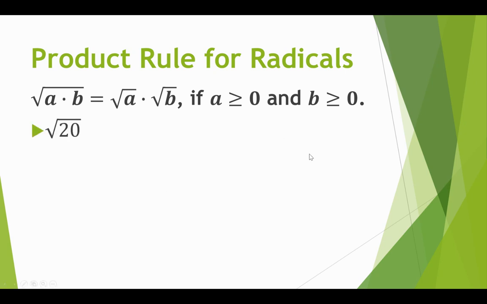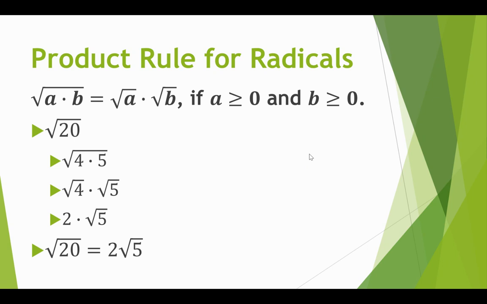So let's take a look at an example. We have the radical 20, also known as square root of 20. Well, obviously there is no clean square root of 20. However, we can flip that into radical 4 times 5, and then we can break it apart to radical 4 times radical 5. And we know that the radical of 4, or the square root of 4, is 2. So we're going to have 2 times radical 5. And so that means the radical 20 is equal to 2 times radical 5. That is the product rule for radicals.